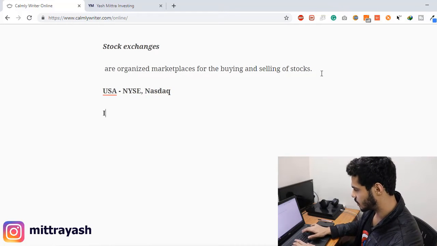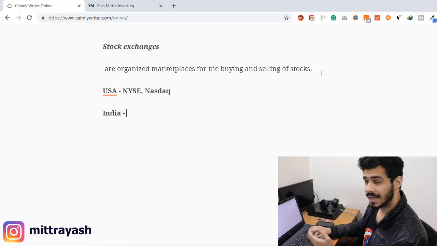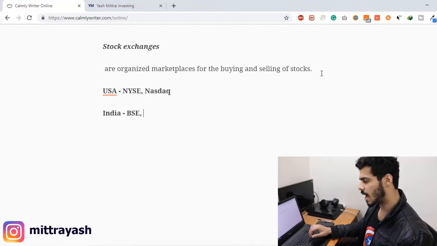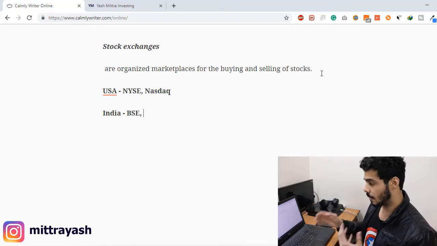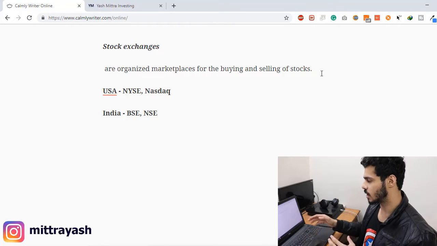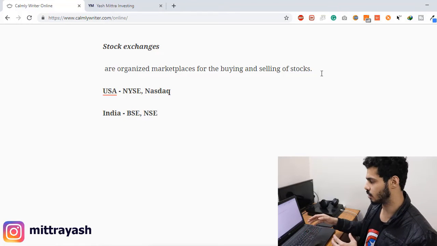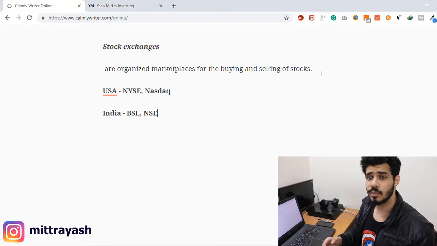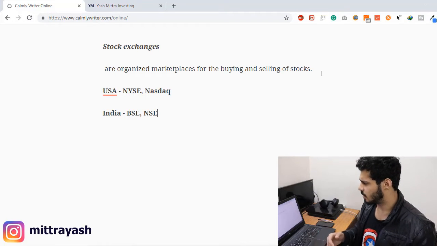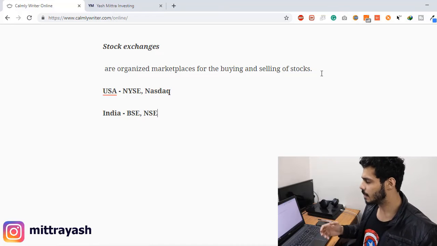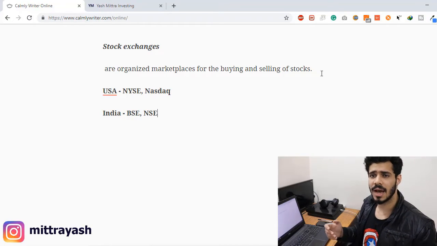Let's say you are from India. In that case you will have two major stock exchanges, BSE being the oldest one in India and having a whole lot more companies than the other one, which is the NSE, the National Stock Exchange. So Bombay Stock Exchange and National Stock Exchange. Of course, NSE is relatively new, I think around the 1990s. That's when it really came into the picture. But a lot of people favor NSE because it has a lot more volume.